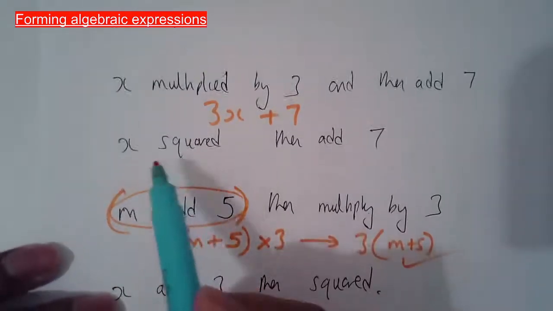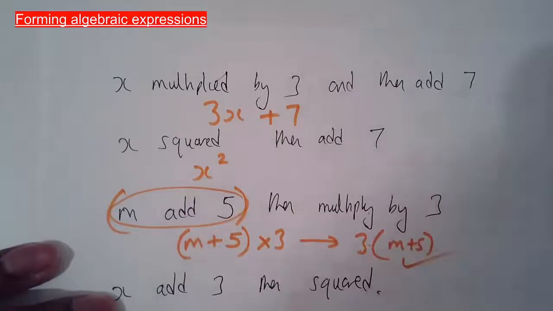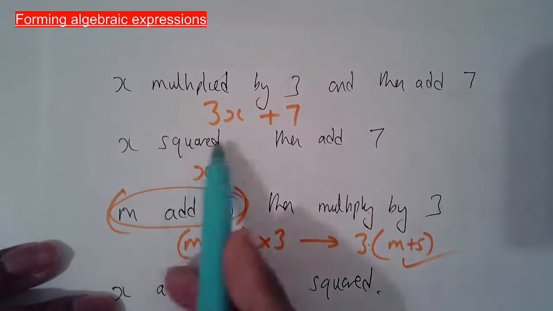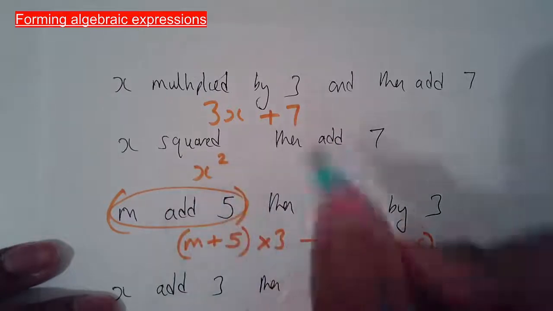Right, this one here. X squared. X squared, that means x squared. That's what it means, squaring. Little 2 there. And then add 7 to all that.